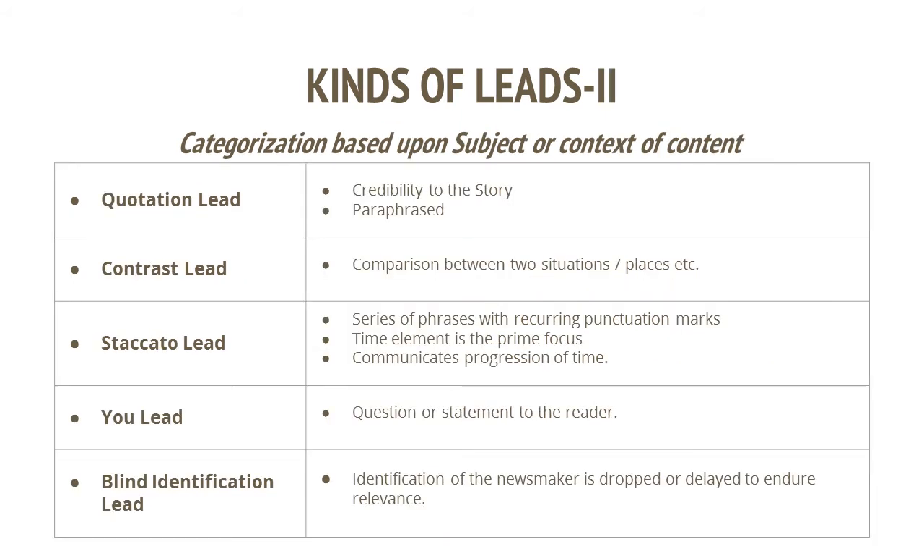Second category of leads is based on the subject or context of content. There are 5 types in this category: quotation lead, contrast lead, staccato lead, U-lead, and blind identification lead. The quotation lead is used to add credibility to the story by recording facts as they come from the newsmaker. Quotes are generally paraphrased to drop the words which may decrease the story's impact. The other objectives are to save newspaper space and readers' time.